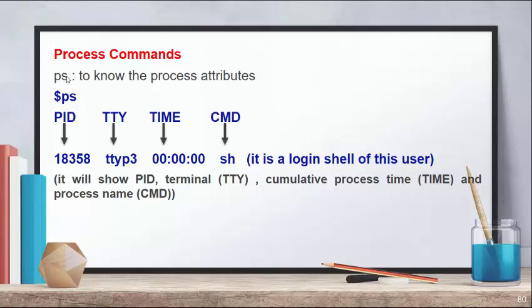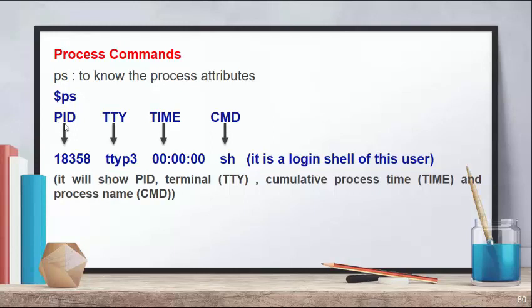What is it? ps किसके लिए use होता है? ps is used to know the process attributes. Processes have some different attributes, and if you write ps at the prompt and press enter, it will display these four attributes: one is the PID, then TTY, then time, then CMD.